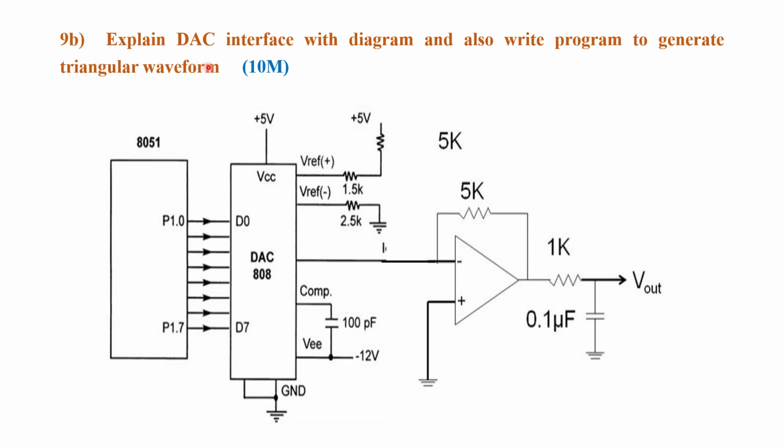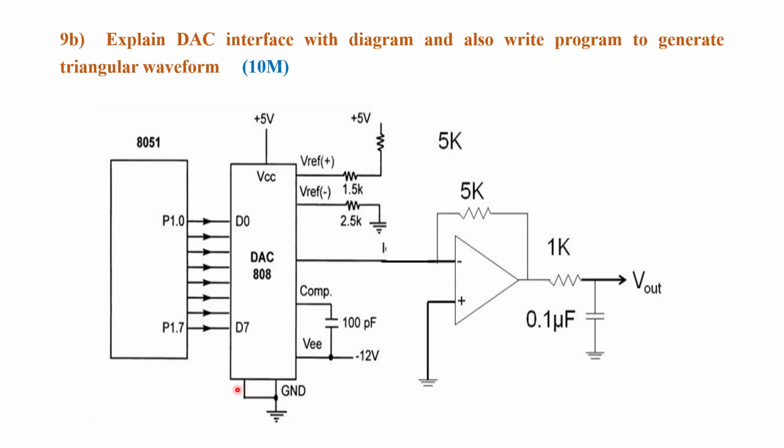9b, explain DAC interface with diagram and also write a program to generate triangle waveform. So here you need to identify that either an assembly language program or a C program is not particularly asked over here. So you can write any of them. We prefer to go with the C program, which will be much easier for understanding. But anyhow, I will also be providing you the assembly language program.